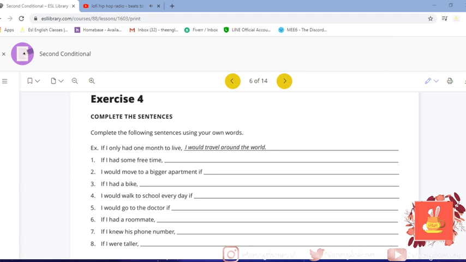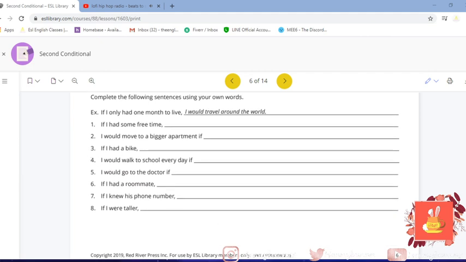Okay, Ari. As far as I know, number 4 can vary in answers, so you don't have to have the same answer. I just need to double check you did it correctly. I'm checking Ari's. Ari accidentally forgot to put spoiler on it. Thank you. So let me check your answer. If I only had 1 month to live, I would travel around the world. If I had some free time, I would learn more languages. 2, I would move to a bigger apartment if I could afford it, yep. 3, if I had a bike, I would go everywhere on it. I would walk to school every day if it were closer to my house. I would go to the doctor. If the corona, don't forget number 5, put the coronavirus didn't exist.